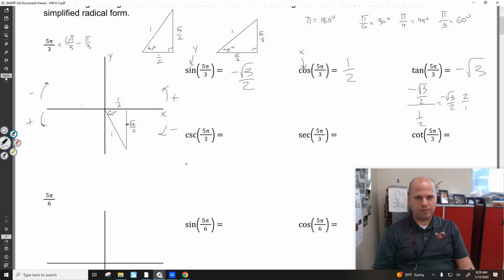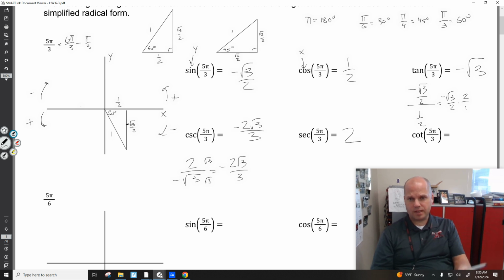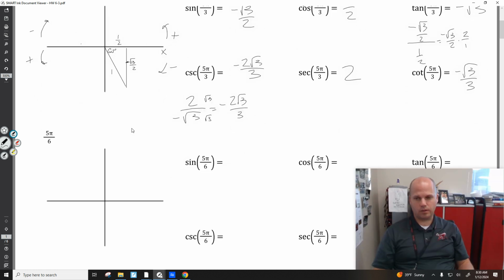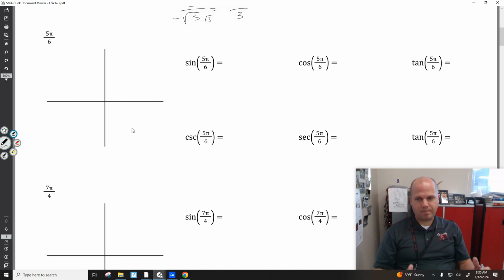Cosecant flips sine. If I flip sine and rationalize the flipped sine, I get 2 root 3 over 3, but it's negative, so that's my answer. If I flip secant, I get 2. If I flip cotangent, I get 1 over root 3, which ends up being negative root 3 over 3. Make sure you know how to do that. That's good. That's it. That's the unit circle. Those are all 6 trig functions at this location. 5 pi over 6.